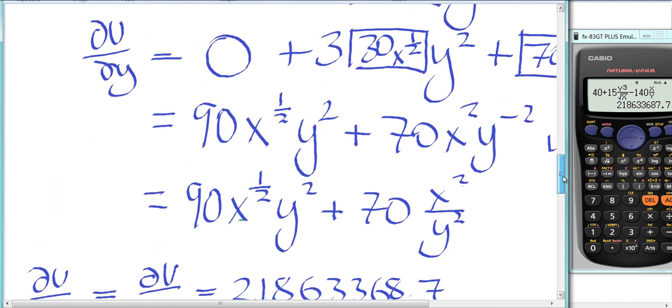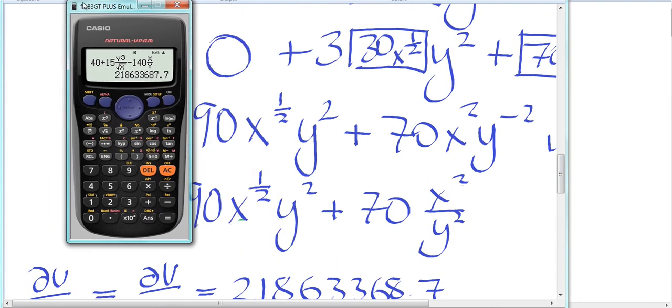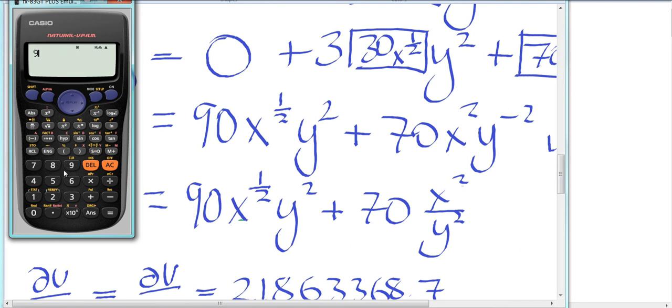Okay, now I need del u del y. So type in the expression for del u del y: 90 x to the half, fraction 2, y squared, plus 70 x squared over y squared. Okay, good. Yeah, that's perfect.